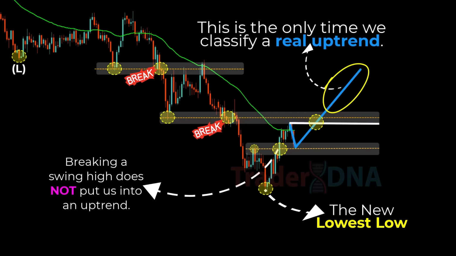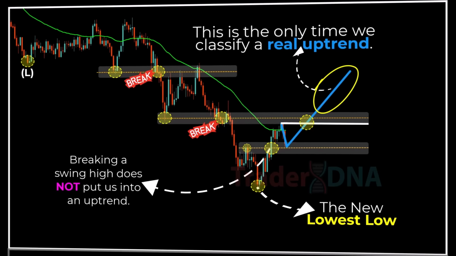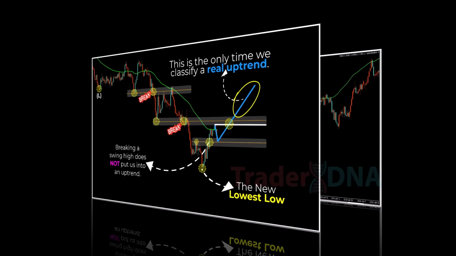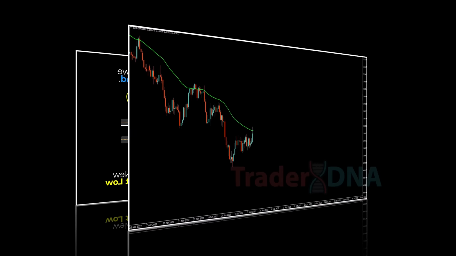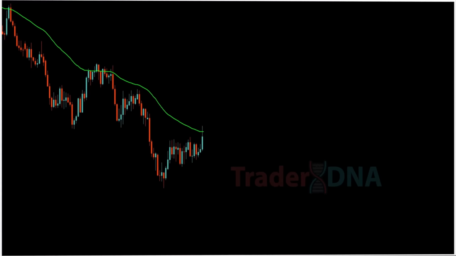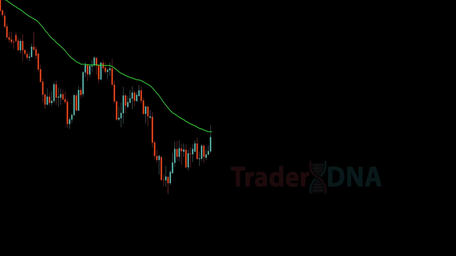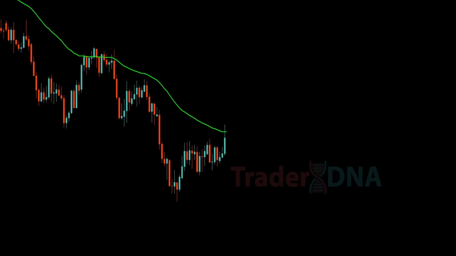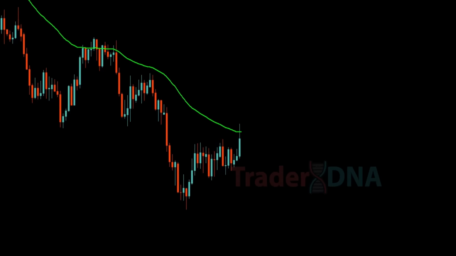Once you understand this rule, that a true reversal requires a very specific pattern above the 50 EMA, everything becomes clearer. No more guessing, no more false signals, just clean logical structure reading that makes the market feel predictable instead of chaotic. Now at this point, you should already have a solid grasp of the first phase of this strategy, identifying the trend and locking in the key structure levels that actually matter.